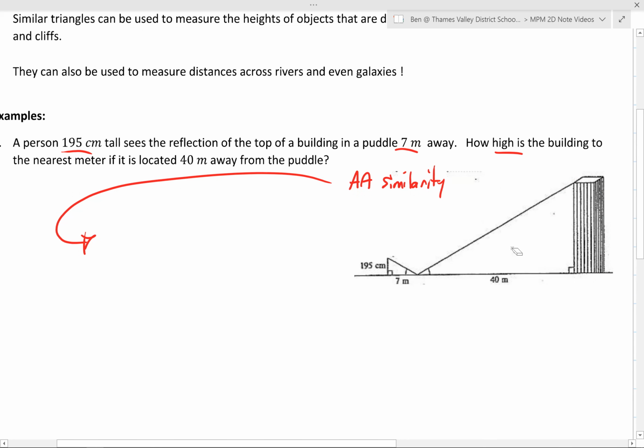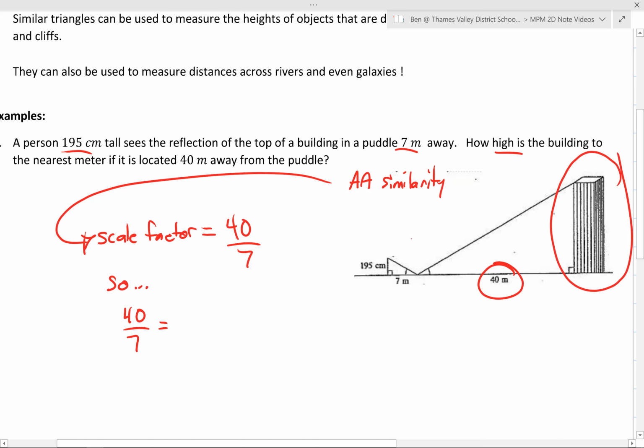So we'll jump in right here and evaluate our scale factor. Scale factor equals, we'll go the big triangle over the small triangle again, so that's 40 meters divided by 7 meters. And that's going to be the scale factor that we use. So if this is our scale factor, then 40 over 7 will equal the big height of the building over the similar side, the height of the person.